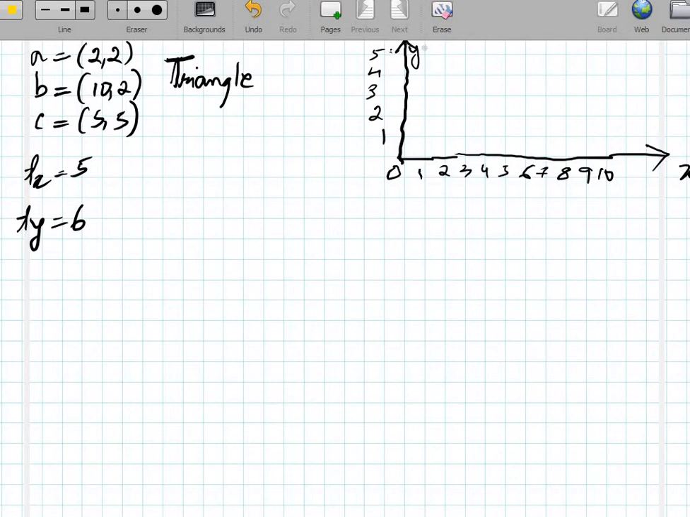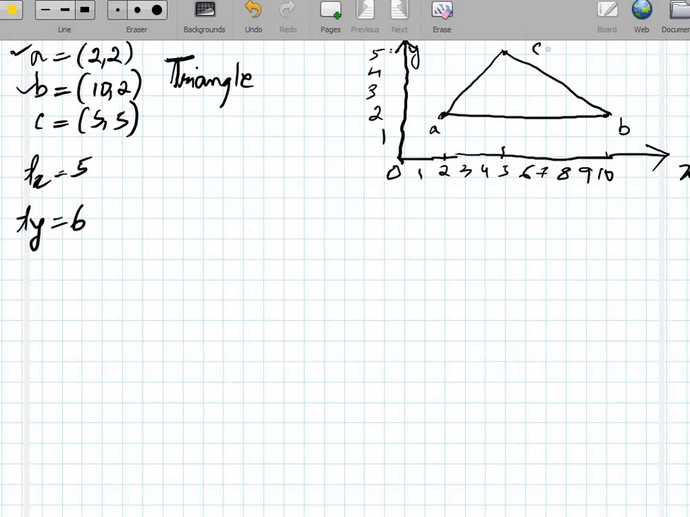So the point A is here, (2, 2). This is your first point A, and B is (10, 2). This is your point B. C will be 5. Here is your 5, and here is your 5. This is your C. And when we draw this, we have a triangle here. So it doesn't look that good.